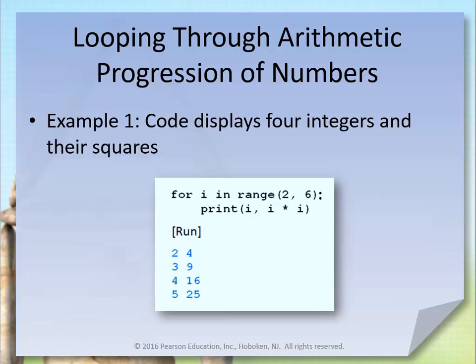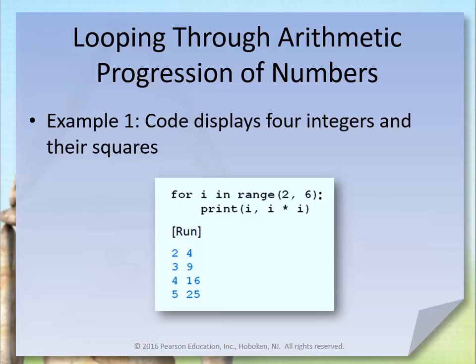So here's an example, with i being the variable that's going to get counted. For i in the range of 2 to 6, do this: print i and then print i times i. So each time it rolls through the loop, when it starts off, the first value through the loop is going to be the beginning of the range. So i will be equal to 2.